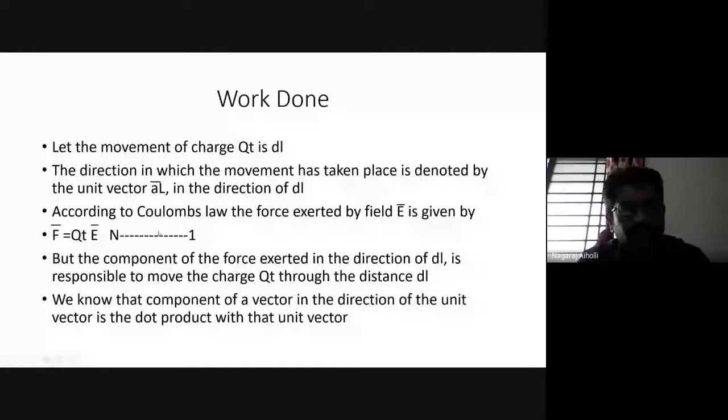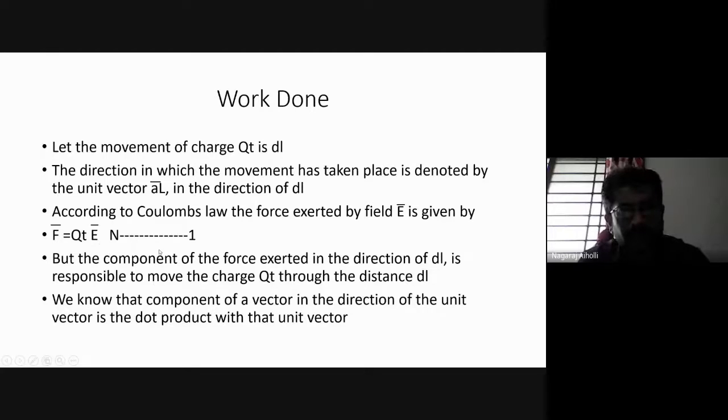We know that according to Coulomb's law, force is equal to Q into E, or E is equal to F by Q. Electric field intensity is force by charge, or force is equal to charge into electric field intensity. F is equal to Qt into E. This is the Coulomb's law force equation.